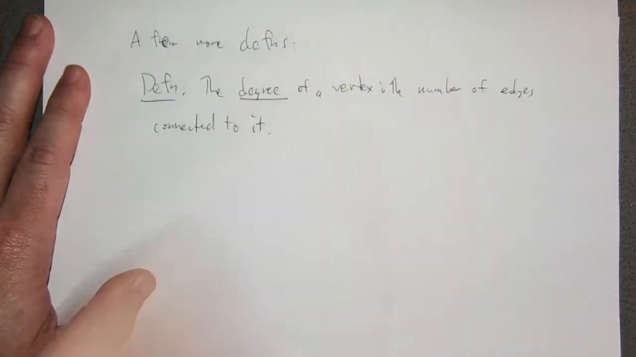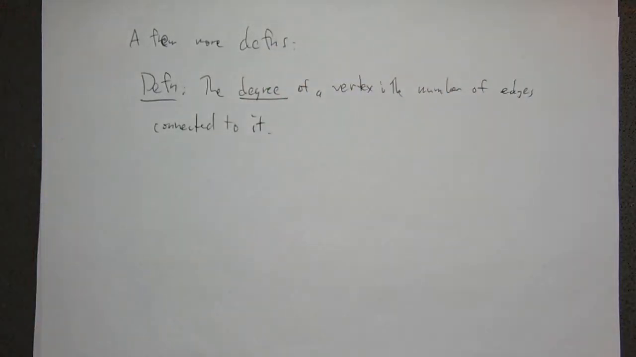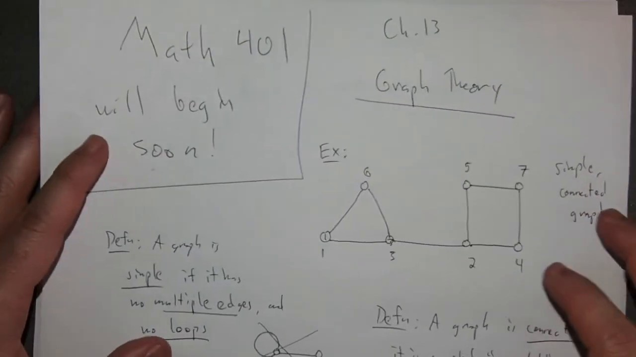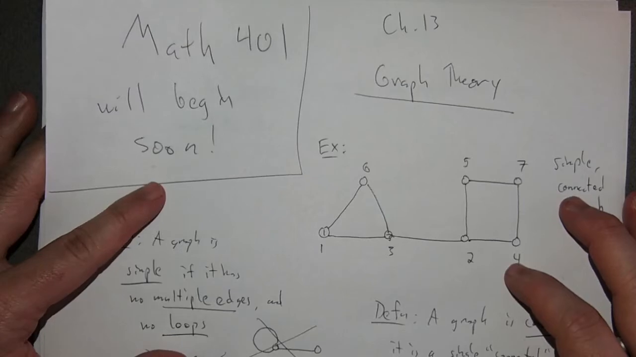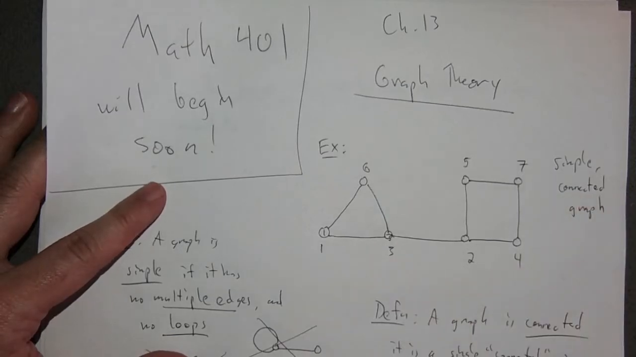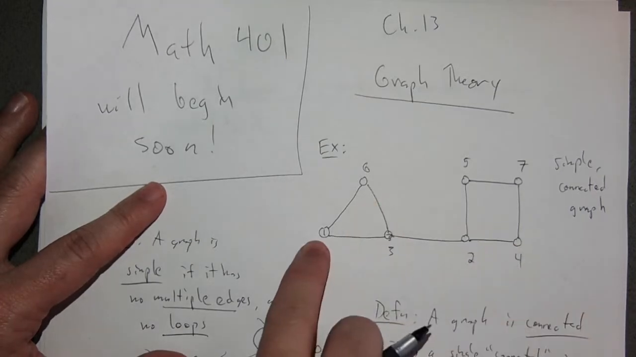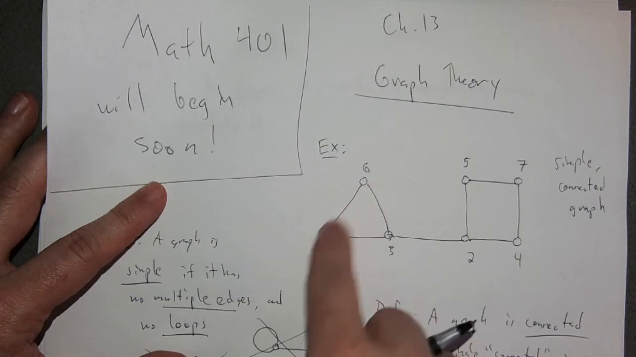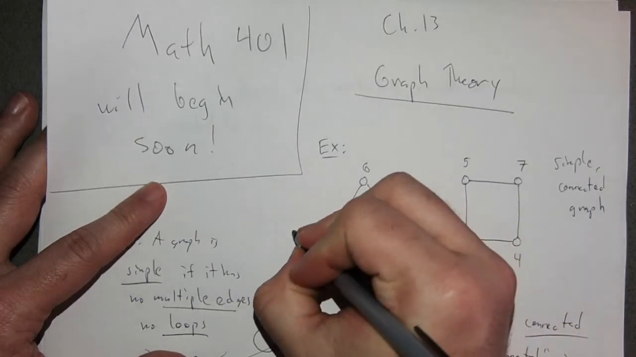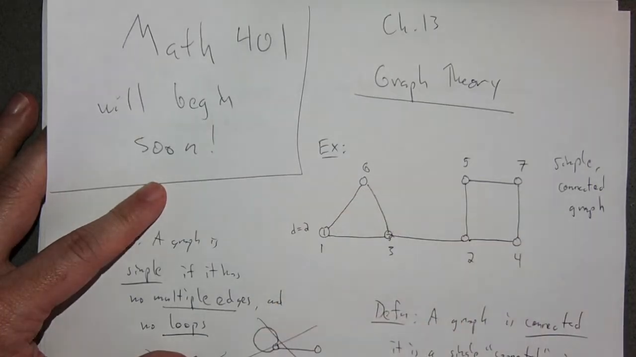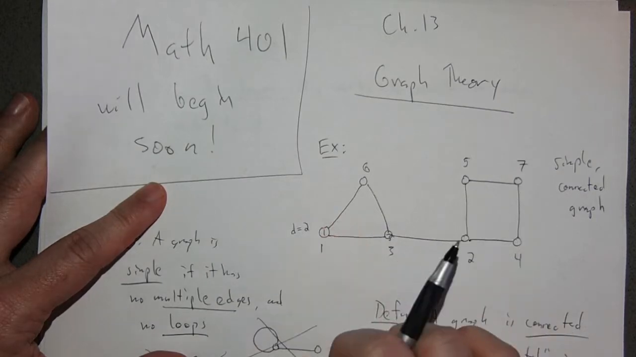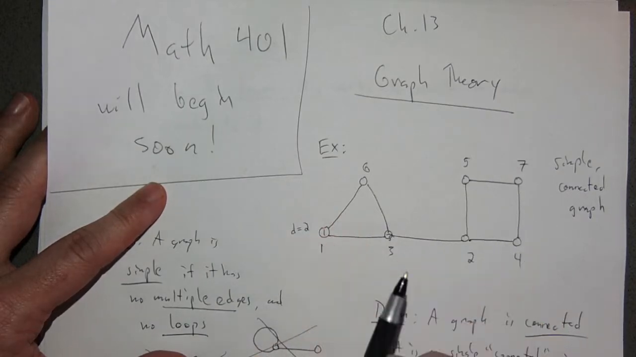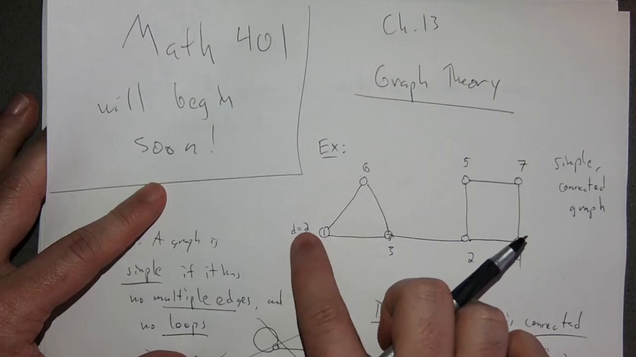Okay, so that's the degree of a vertex. Let's go back to our example for a second. So now we can just go piece by piece here. So start here with the leftmost. What's the degree of this vertex? 2, because there are two edges connected to it. So here degree is 2. I'm gonna write it as little d here. So this is 2.